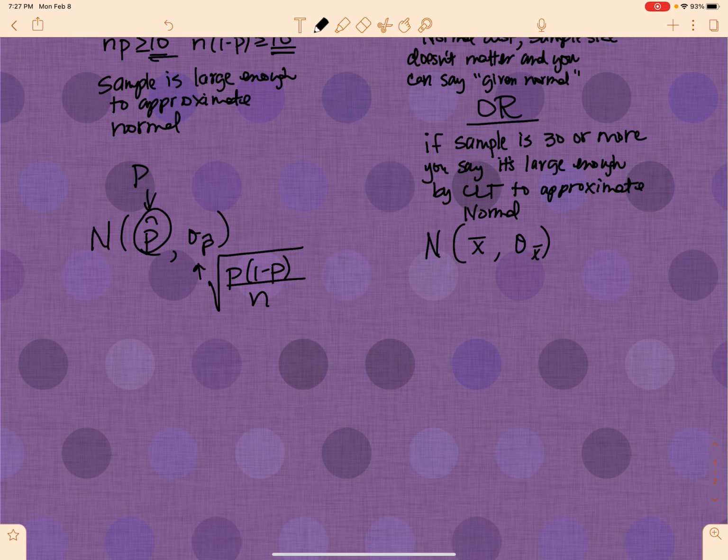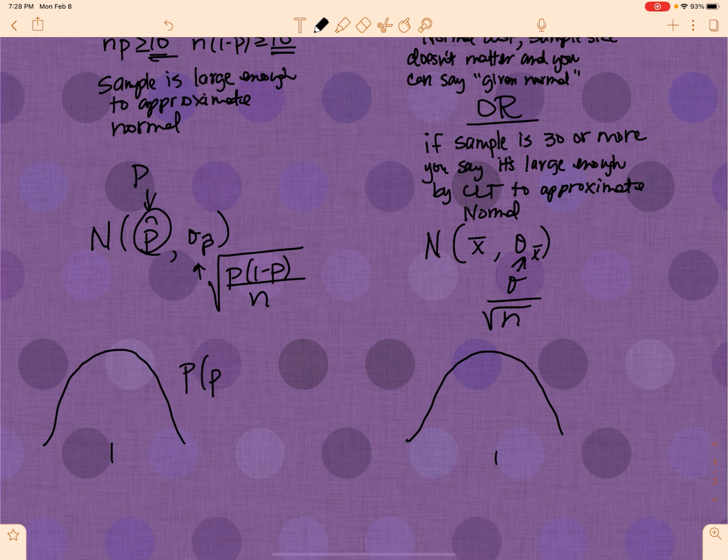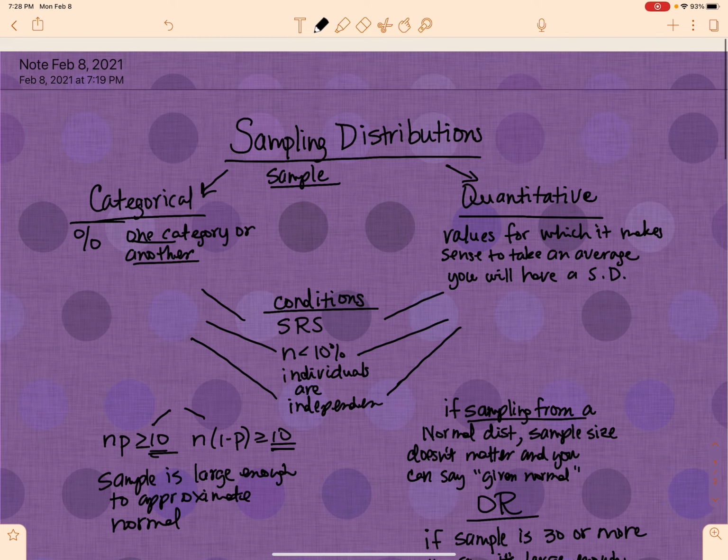For quantitative, you're going to have the standard deviation you were given divided by the square root of n, and that is what will go right there. That is how you do this. Then when you find probabilities, when you write your inequality statement, it needs to look like that for categorical and that for quantitative. Okay, so I've just outlined the differences here for you.